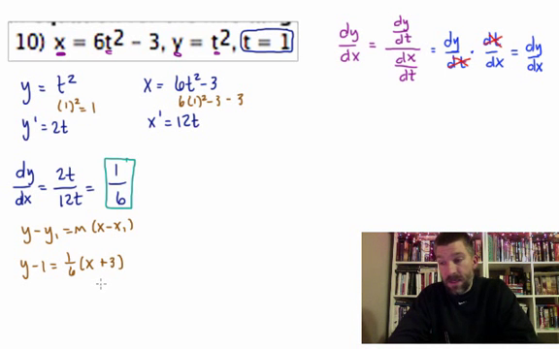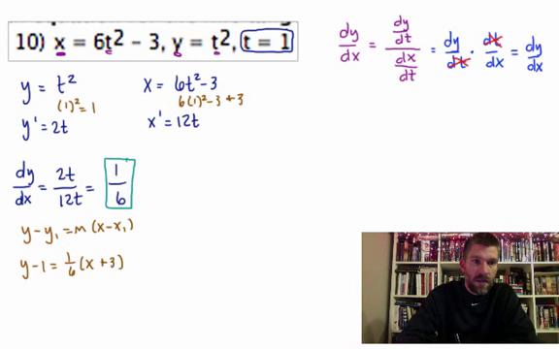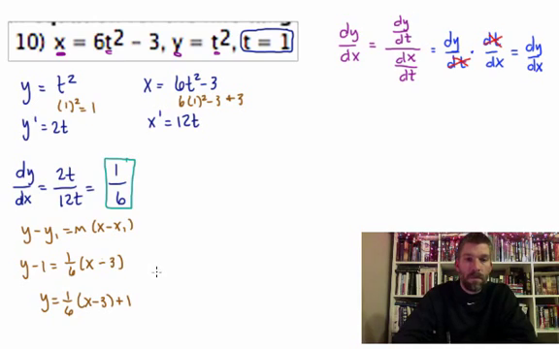If you had that teacher growing up and that teacher said never, never, never, ever have a, by the way, this should be a plus 3 right here. Never, ever have an equation that doesn't say y equals, then go ahead and move over the 1. And how do you do that? You just add it to both sides. Y equals 1/6 x minus 3 plus 1. That's it.